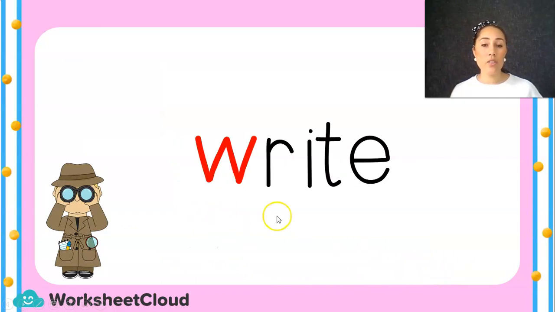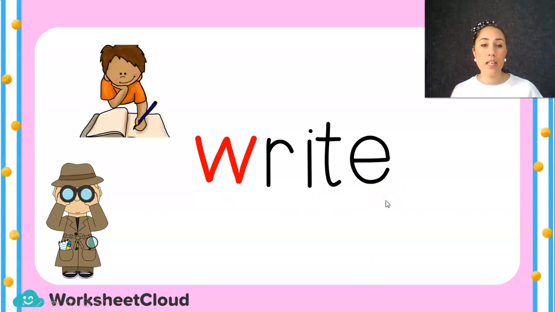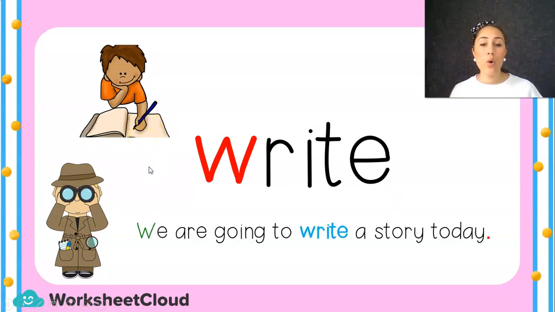Right. Now this one is not left or right, and it's not wrong or right. This is the right when we use a pencil and we write in our books. So there's a little boy who's got a pencil, and he looks like he is about to write something. We are going to write a story today.